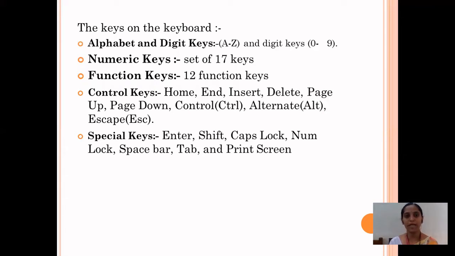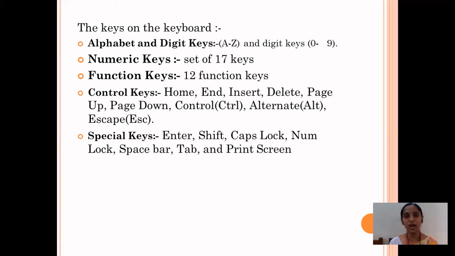First, alphabet and digit keys. The alphabet keys are used to write text, for example, A to Z keys. Some number keys or digit keys are available for writing numbers like 101, 102, 3, 4, 5, etc. These number keys are 0 to 9. Some numeric keys are available on a keyboard. Numeric keys are 17, which include 0 to 9 plus some symbol keys like the plus, minus and multiplication symbol keys, etc.